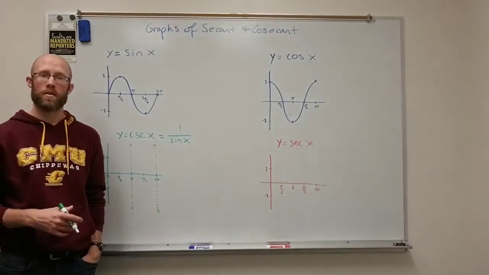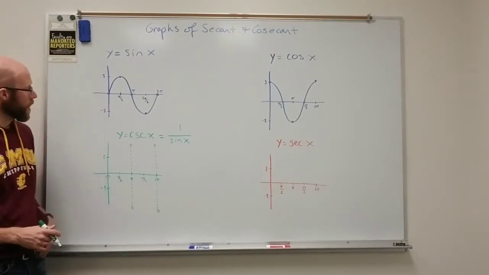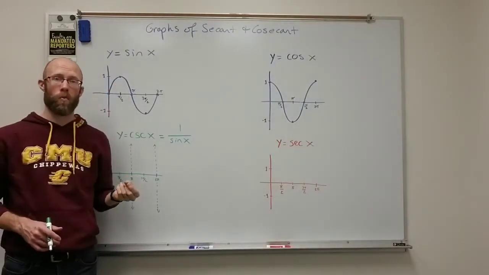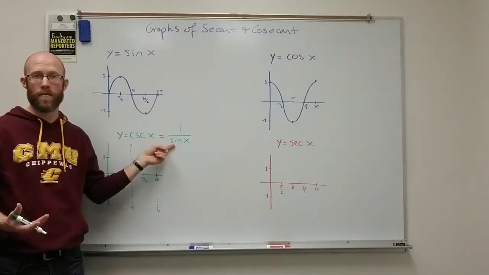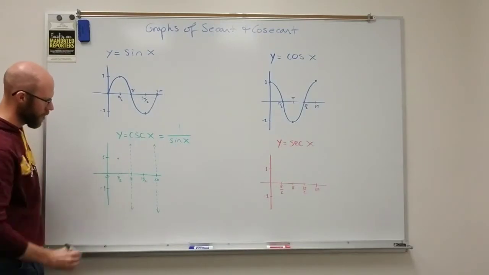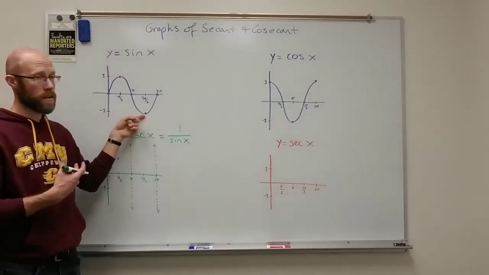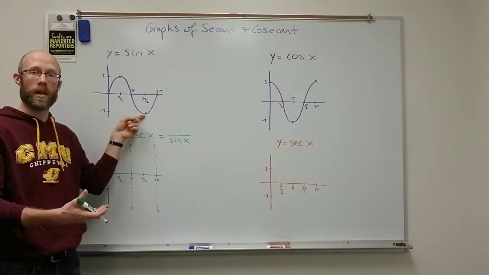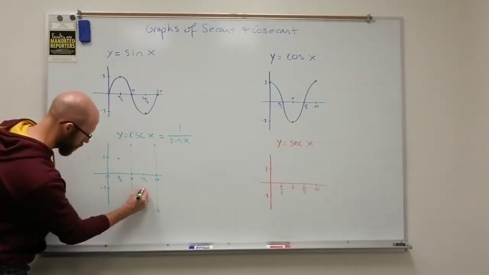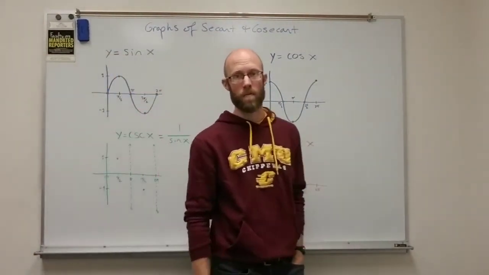All right, so there are some features of the graph there. Now at pi over 2, the output is 1. The reciprocal of 1 is 1. And so at pi over 2, the cosecant is also 1. In addition, at 3 pi over 2, the sine function is -1. The reciprocal of -1, 1 over -1, is -1. So that one won't go anywhere. So at 3 pi over 2, the cosecant is also -1.